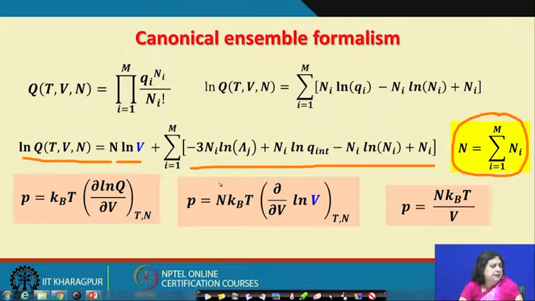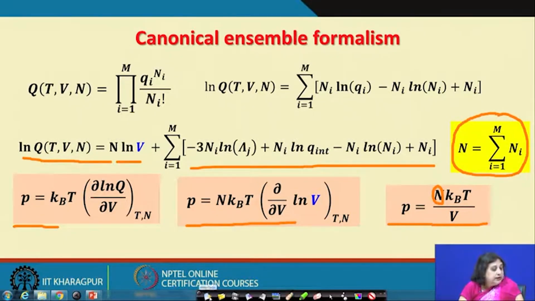Now, when I calculate the pressure, obviously pressure is given by the derivative with respect to V of ln Q, with this prefactor, and I find that the pressure is now given, as before, by capital N kBT by V. But here this capital N is not the total number of particles of one type, but rather the total number of particles taking all the different M types together.